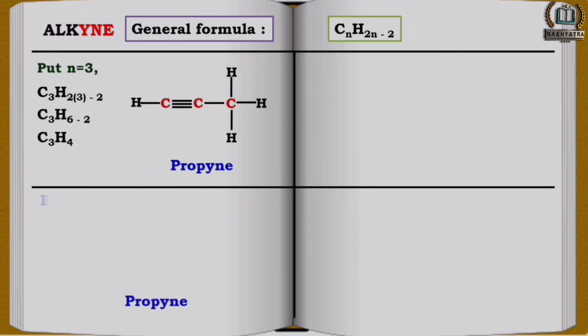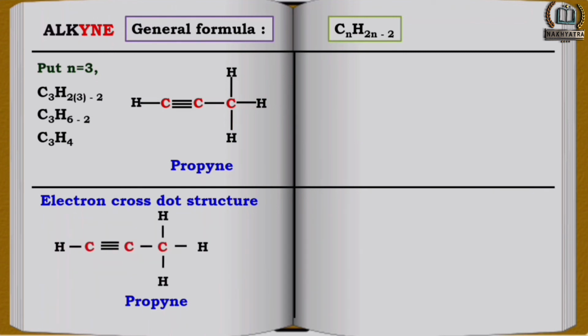Alright, now let's check the electron cross-dot structure for propyne. Here also the same, where the dot represents the electrons of hydrogen and the cross represents the electrons of carbon. There is a slight mistake here. This X should not be here, it should be a dot, because here the dot represents the electrons for hydrogen.